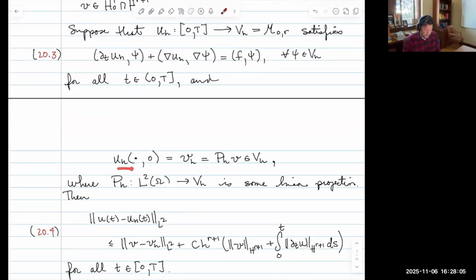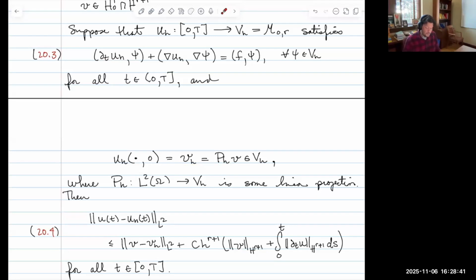We're going to assume that u_h at time 0 is equal to something called v_h. Now, the only way that this can make sense is if this object over here is actually in the finite element space. And the way we're going to get v into the finite element space is by pushing it into the finite element space with another projection operator. We're not going to specify what it is at the moment. Later on, I can show you what you might choose.